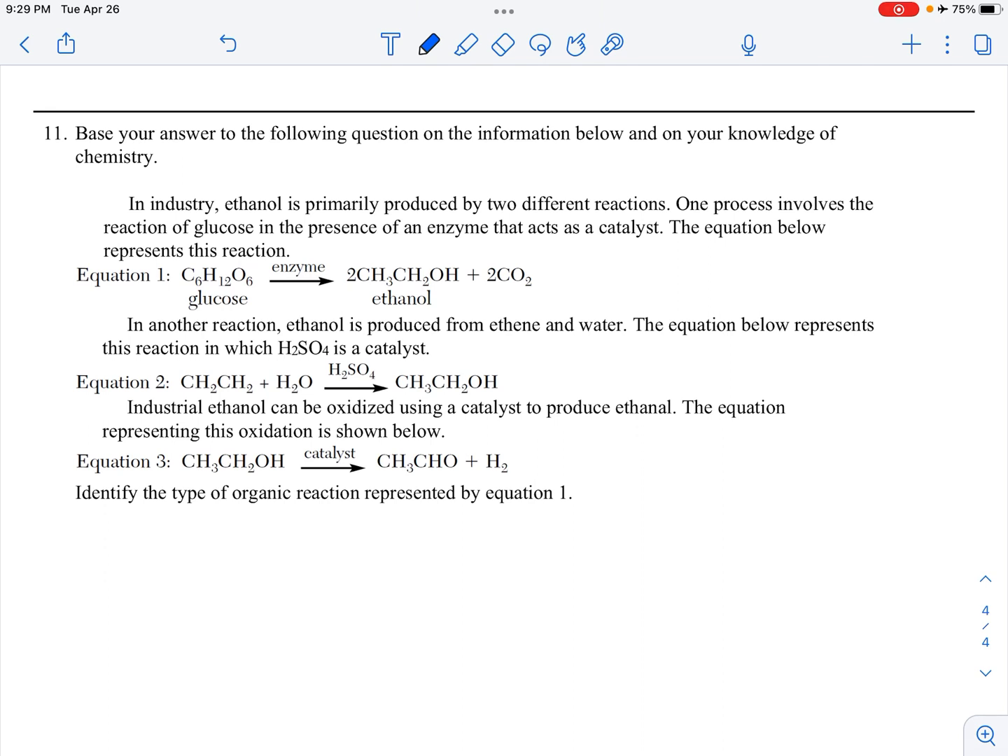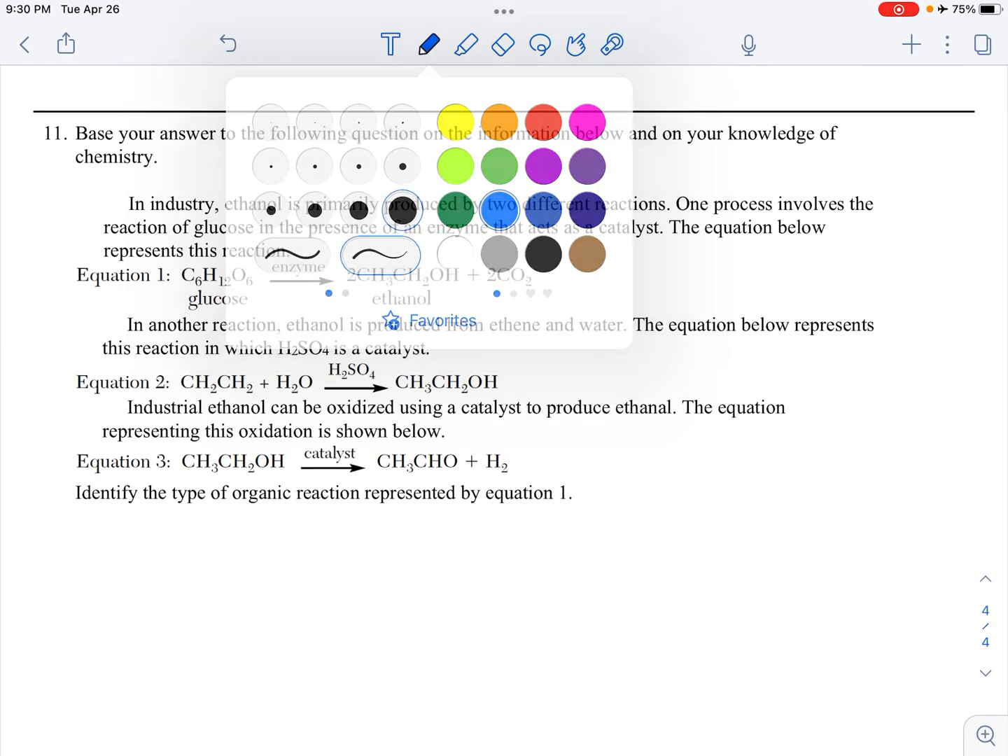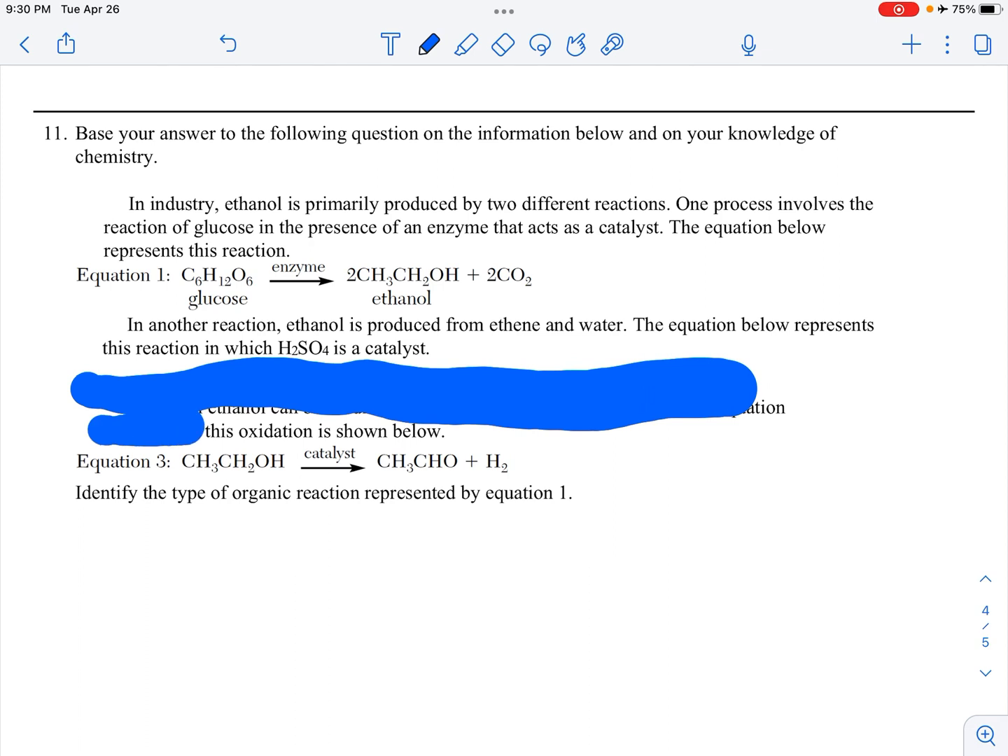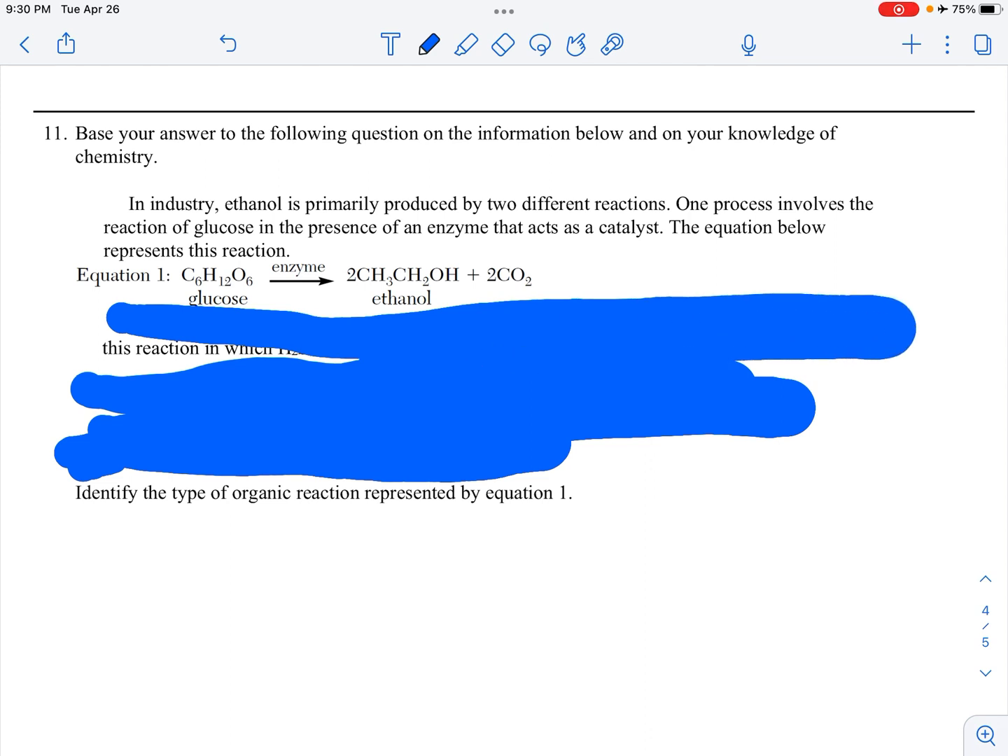Okay. And actually, I don't think you guys have all of these equations. So let me just do this. You don't have this at all. So it's gone. You only have this glucose one.